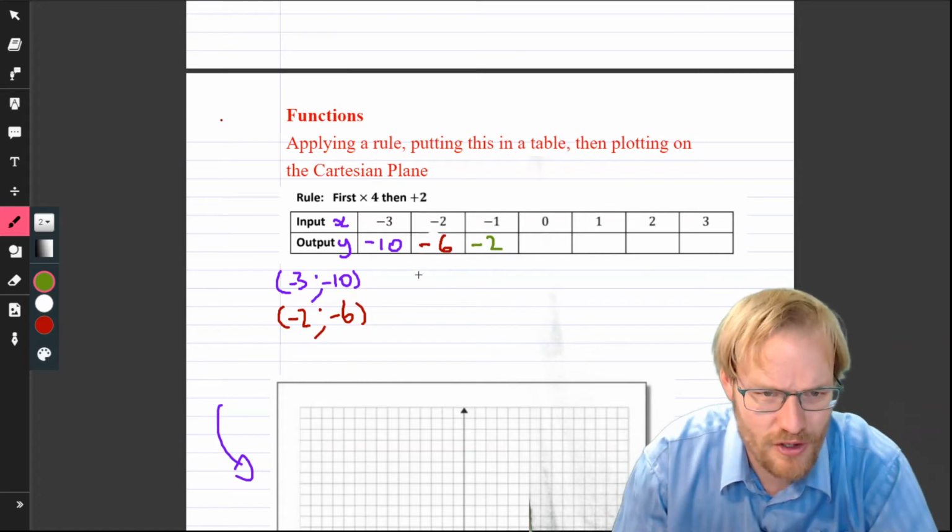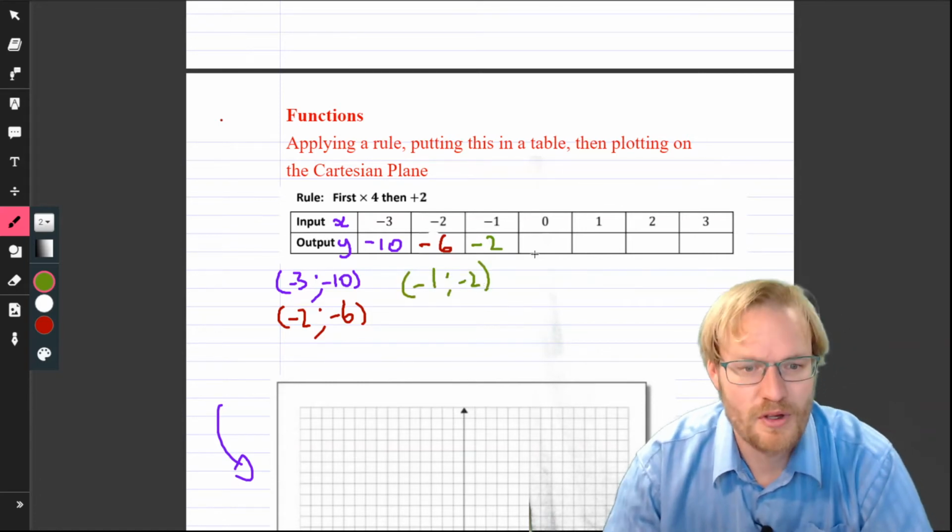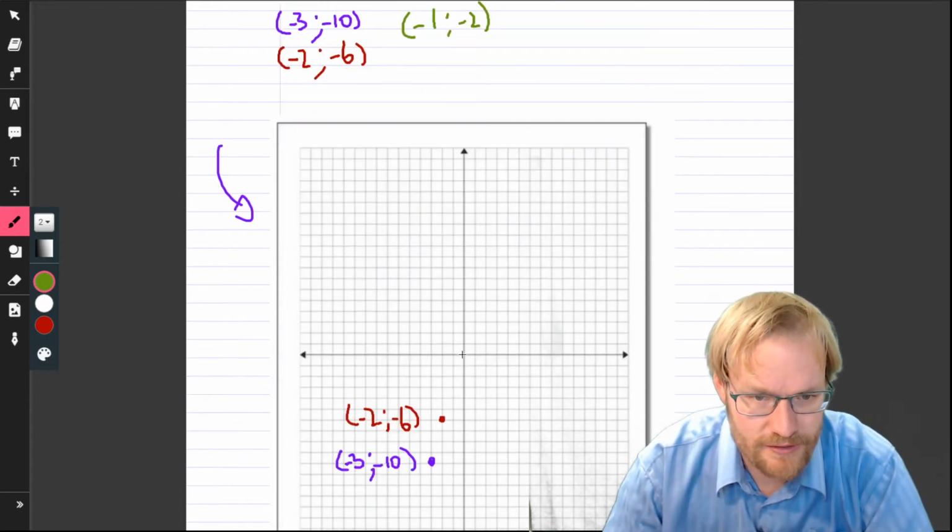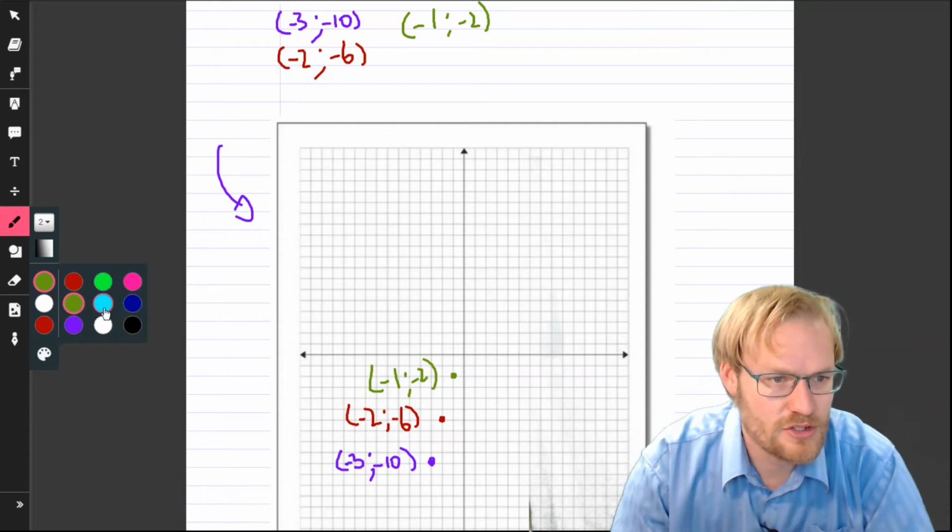So negative 2. So when our input was negative 1, our output was negative 2. Okay, so let's plot this. Left by 1 because it's negative 1, down by 2. 1, 2, it's going to be over there. And that point is negative 1, negative 2. And so we go along.